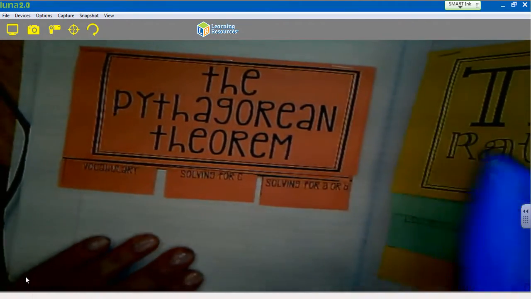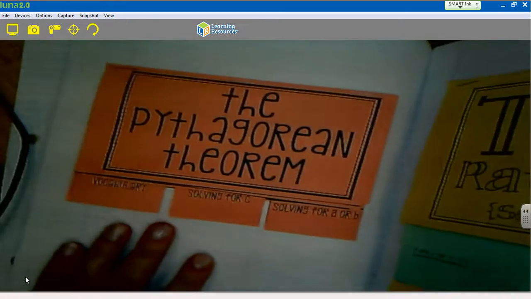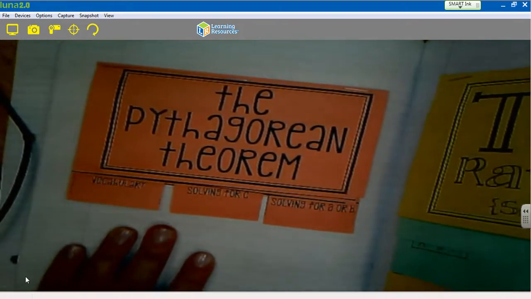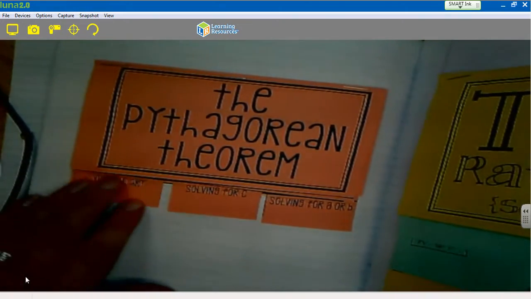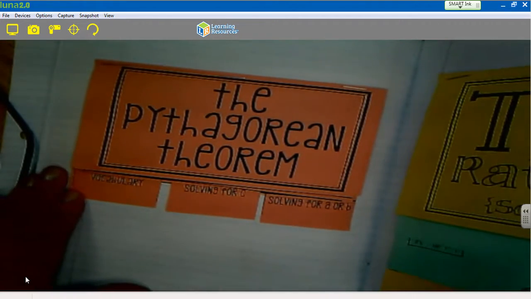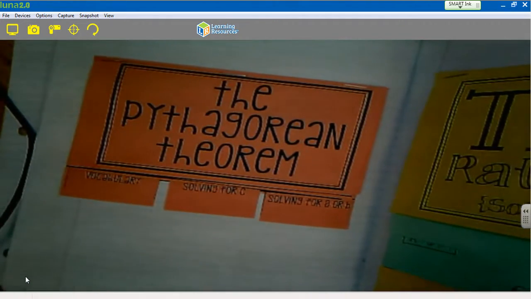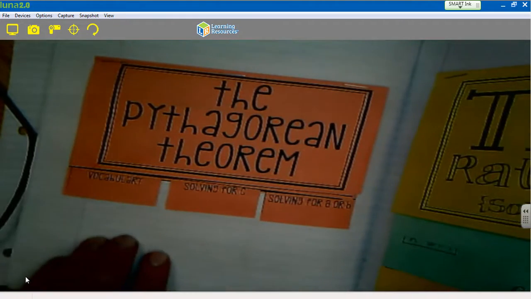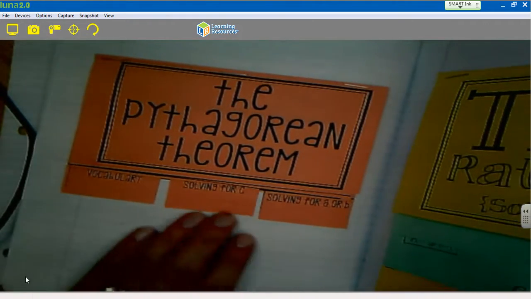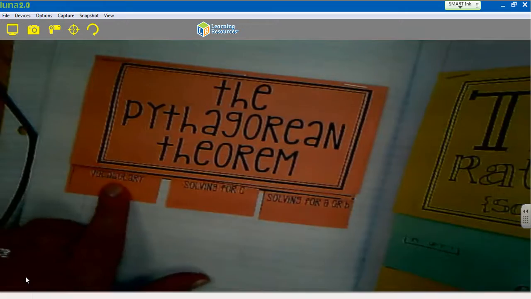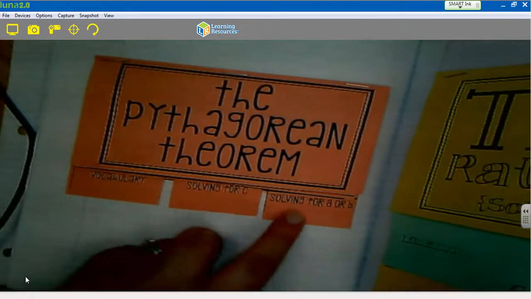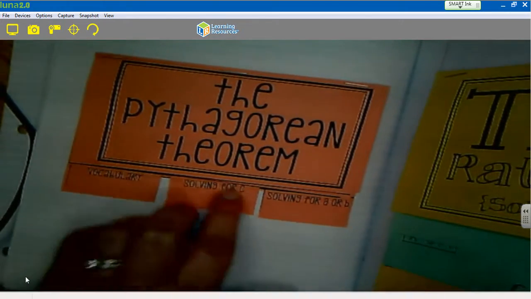Okay, so you should have received this orange salmon colored handout, the Pythagorean Theorem. You're going to first cut it in half so that you have two separate pieces. And then where it says cut here along the bottom tabs, that way you'll have a vocabulary tab, solving for C, and then solving for A or B.